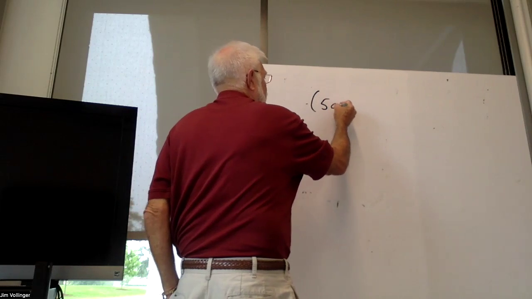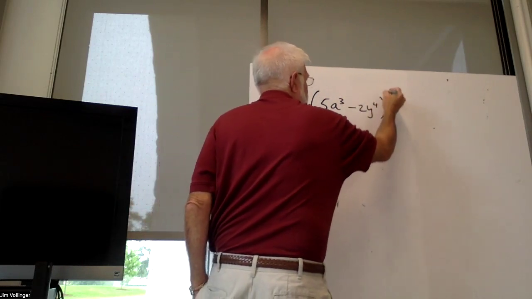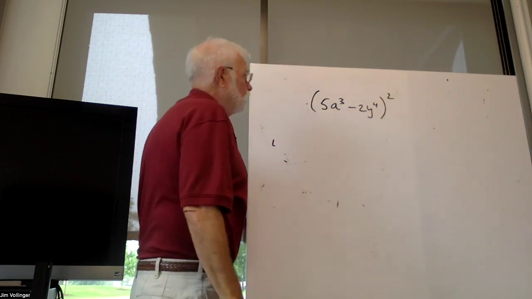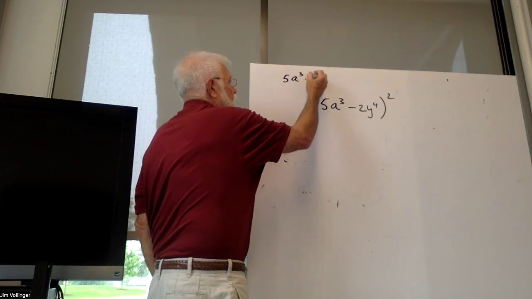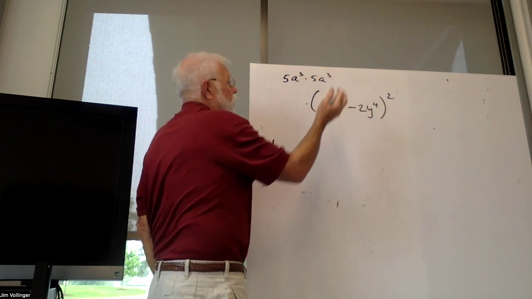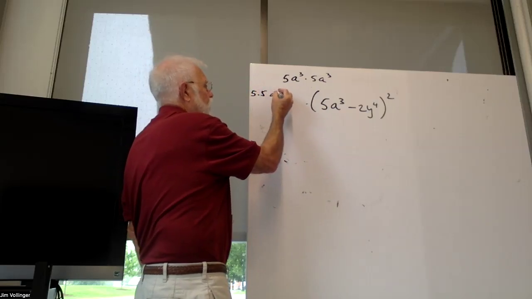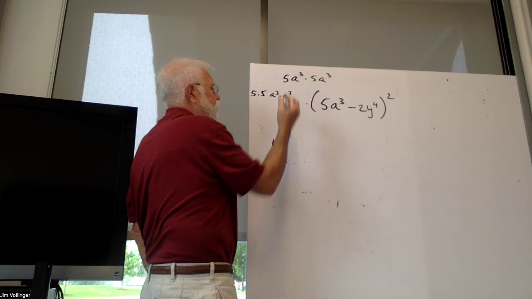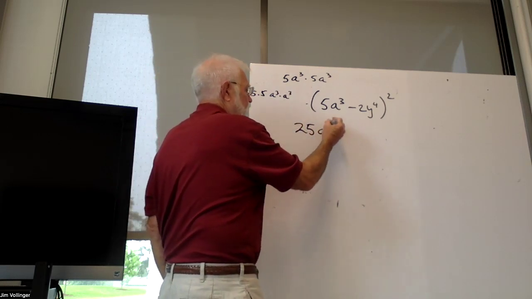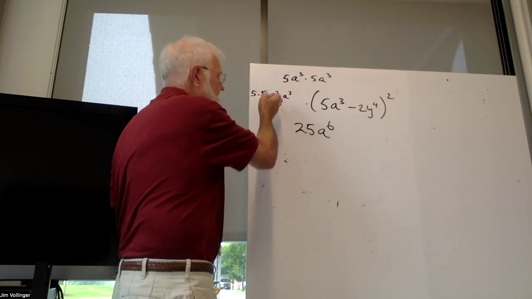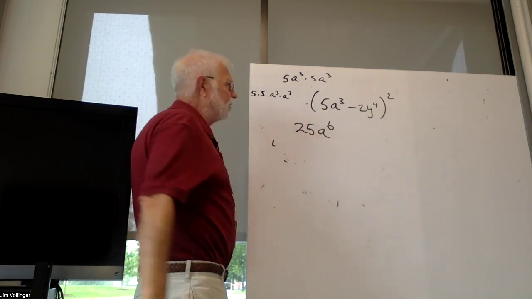Let's do (5a^3 - 2y^4) squared. Well, if I do 5a^3 and I multiply it times 5a^3, I know that I can rearrange that to be 5 times 5, a^3 times a^3. And if you take your time, that's 25a^6. You can plug some numbers in, prove it to yourself, maybe plug the number 2 in. It's going to come out to that.